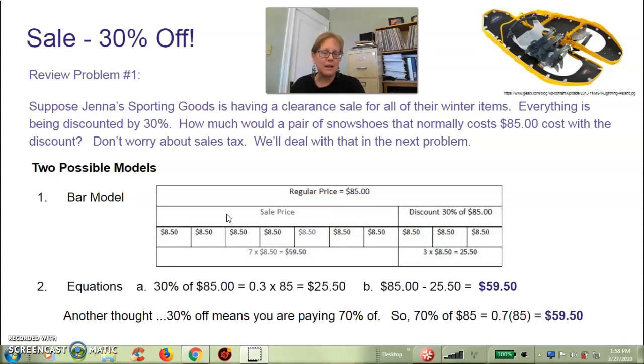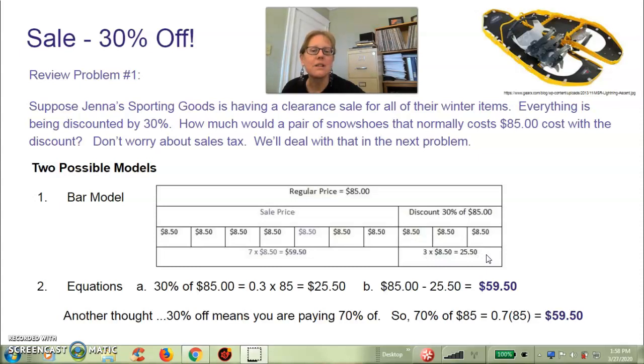All right, so anyway, I decided, all right, well, let's cut this regular price up into little boxes worth 10%. So when I did that, each box is $8.50, meaning 10% of $85 is $8.50. That should make sense. And then 7 of those, which would represent 70%, which would be $59.50. So that's how much Jenna's going to pay. And then 3 of those, which represents 30%, gives you the discount. The discount's $25.50. And if you add these 2 together, you should get the $85, which you do.